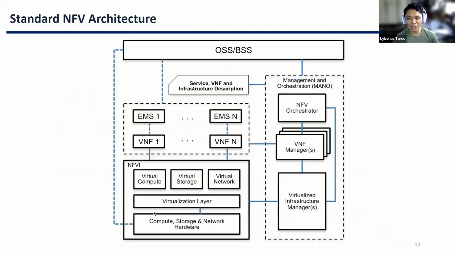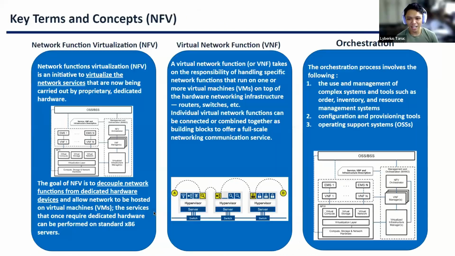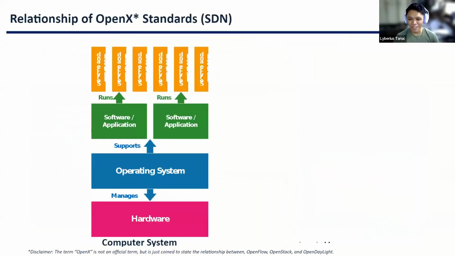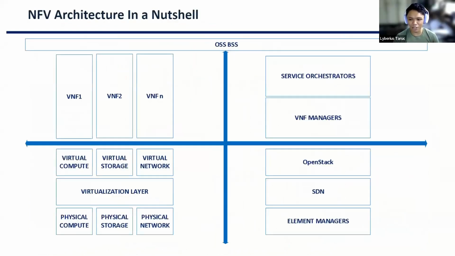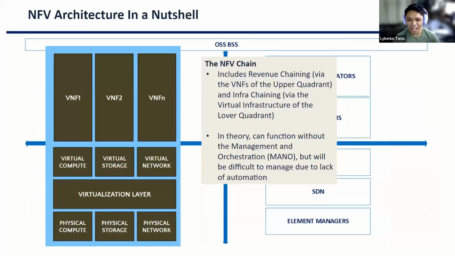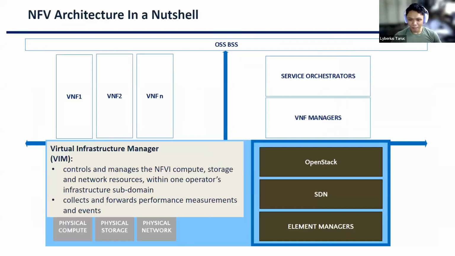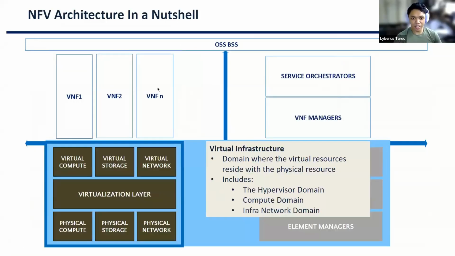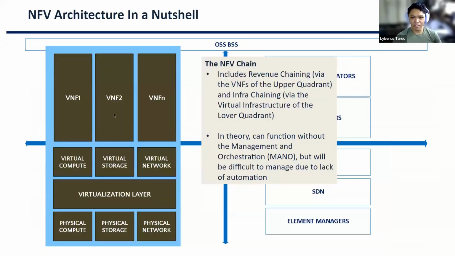A while ago, I showed the SDN architecture this way, horizontal. Lay it to its side. That is how it plays in your NFV environment. Now, all of the resources here, this is what's called an NFV chain. This includes the infrastructure resources as well as the services on top, the VNFs.